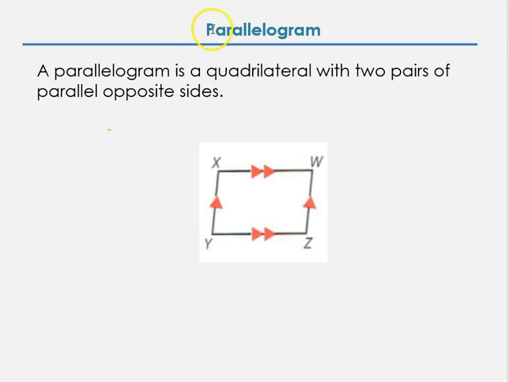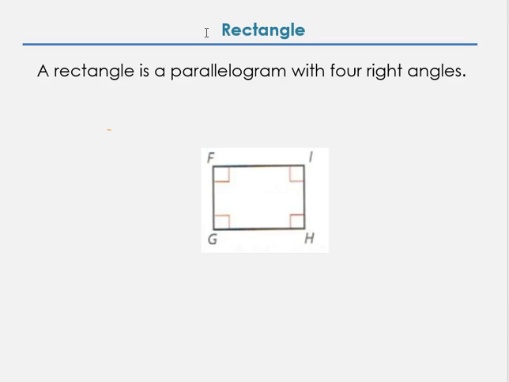Our first subset of a quadrilateral is the parallelogram. A parallelogram is a quadrilateral with two pairs of parallel opposite sides. We can see from this drawing that XW is parallel to YZ. We can also see that YX is parallel to ZW. The sides do not have to be the same length. However, they do have to be parallel to each other. There will be 4 of them, and they will be named the parallelogram consequently.